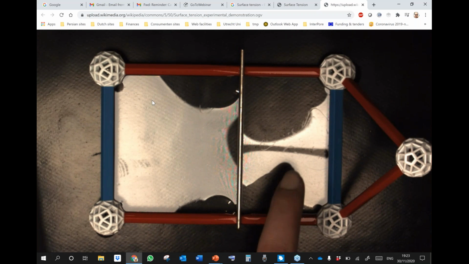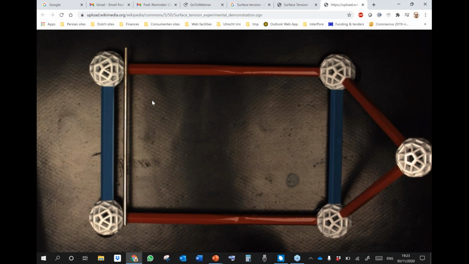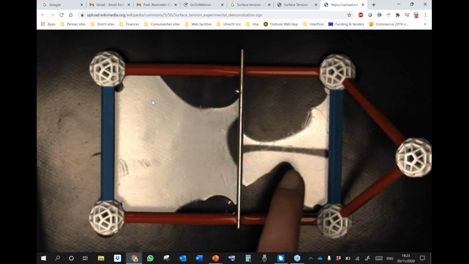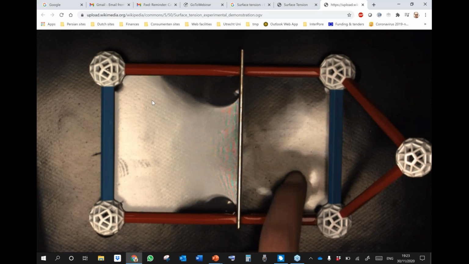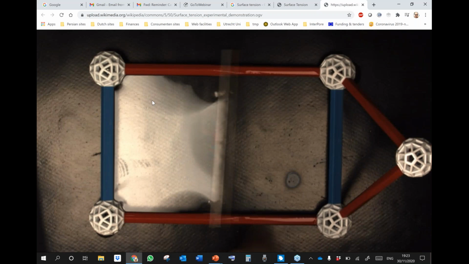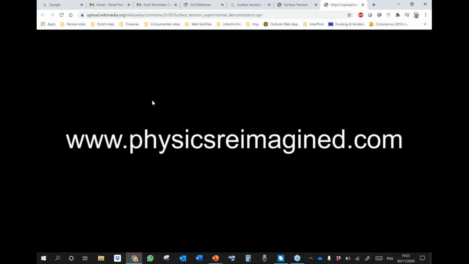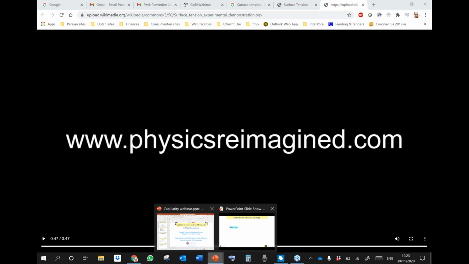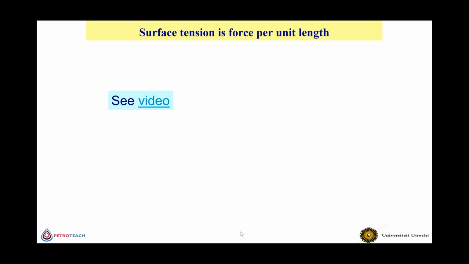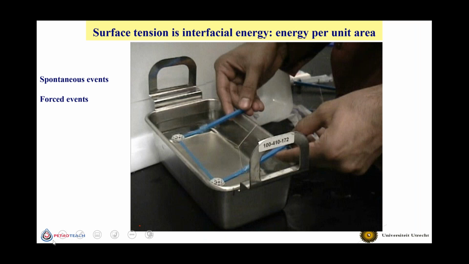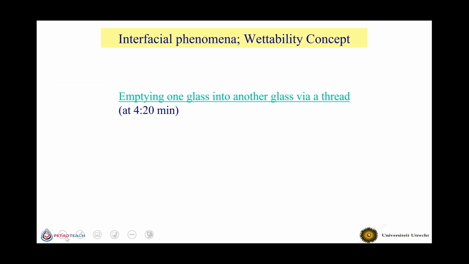And then when it breaks, let's do that again. When it breaks on one side, the rod is pulled by that interface. So this is force per unit length of the rod that was applied to it. So I hope I have shown you that surface tension is energy per unit area or force per unit length.